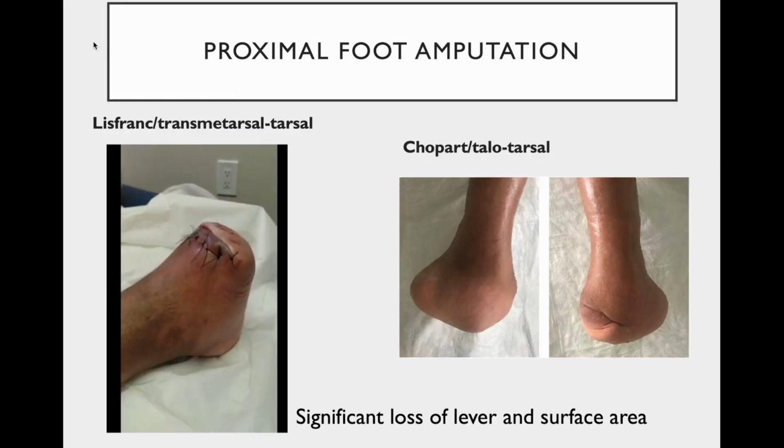Moving on to even more proximal foot amputations. On the left, we have the Lisfranc amputation or tarsometatarsal amputation. On the right side, we have the Chopart or the talotarsal amputation. We lose even more of the foot lever and the surface area.